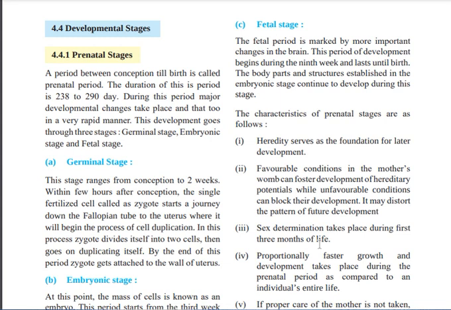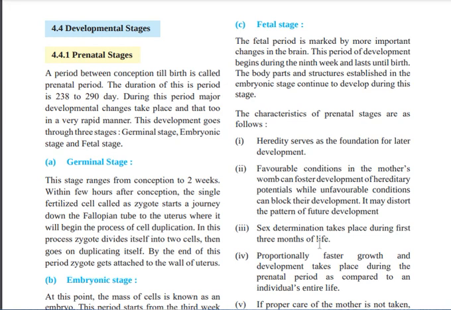Okay, so this period of time lasts around 238 to 290 days. We can say that it is around 300 days. So this is the time period from conception till your birth. During this period, major developmental changes take place, and that too in a very rapid manner, and this development goes through three stages. So here we are going to study the very interesting stages from conception till birth. Conception means when you are in your mother's stomach, from the time when the sperm and ovum interacted till your birth, and this time period is 238 to 290 days.